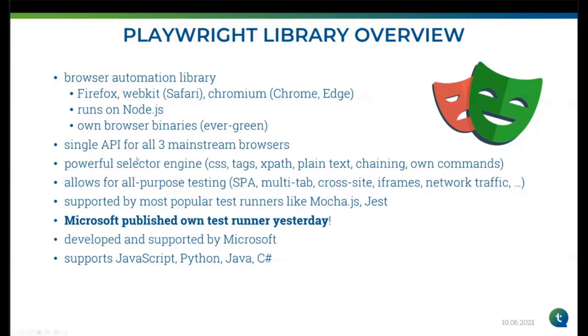Everything is the same. It has a very powerful selector engine. You can select elements almost any way you want. And it allows you to do basically all-purpose testing: single page applications, multi-tab, cross-site, iframes, you can touch the network, anything. And what changed yesterday was that Microsoft published its own test runner. So now you should use Playwright with the native test runner. Unfortunately, it was yesterday evening, so I wasn't really able to change the workshop this late.